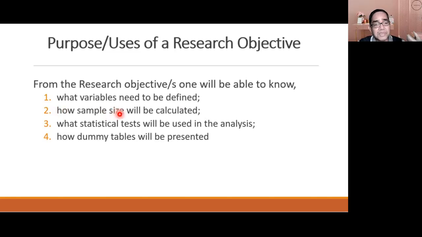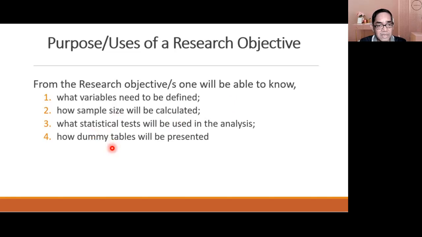Then how the sample size will be calculated. When you calculate for your sample size, you will have to go back to your research objectives. And then we will have a separate lecture to you on sample size calculation. And again, I will mention to you that the sample size is calculated based on the research objectives. What statistical test will be used in the analysis? Again, the research objectives should tell us what statistical analysis to use so that the research objective will be answered, and how dummy tables will be presented.